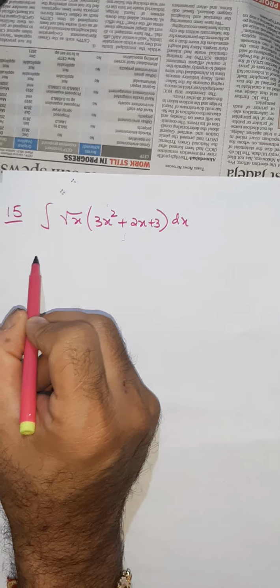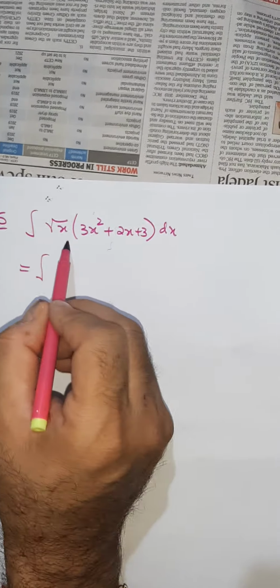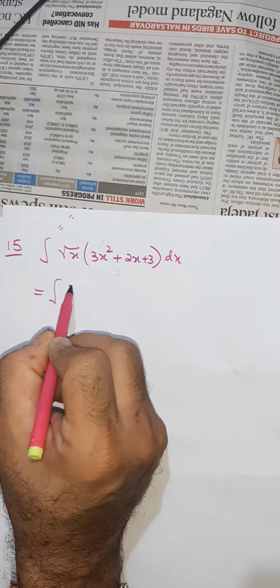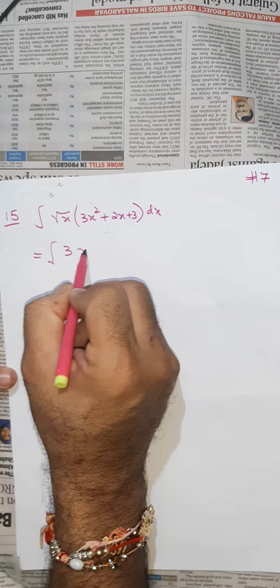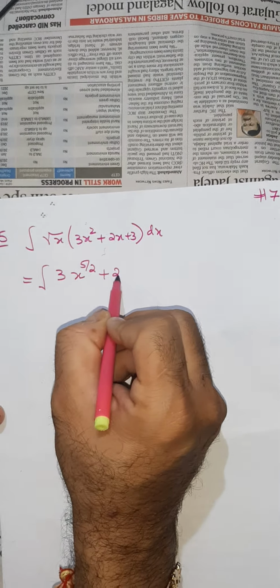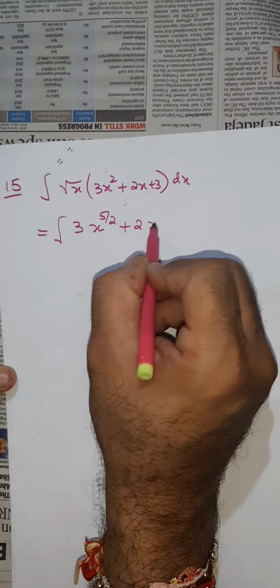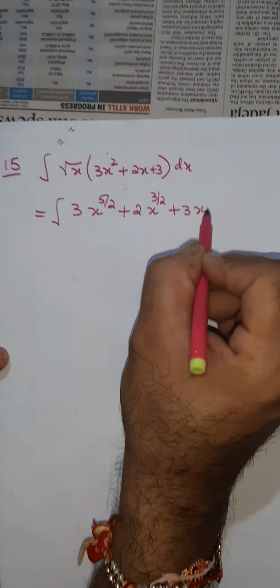The next, number 15, again a product of two functions. We don't have product rules, so I'll just open the bracket. So 3 into x square times x to the power half gives x raised to 5 by 2, plus 2 into x to the power 1 times x to the power half gives 3 by 2, plus 3 into x raised to 1 by 2.